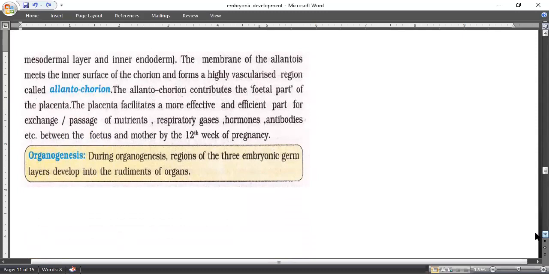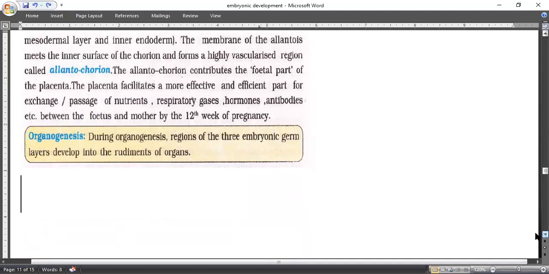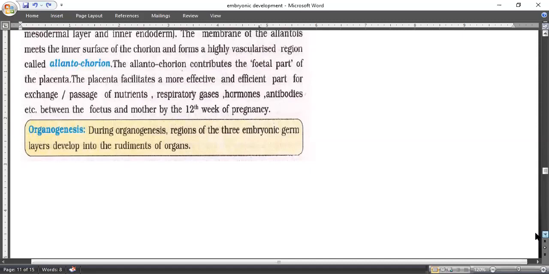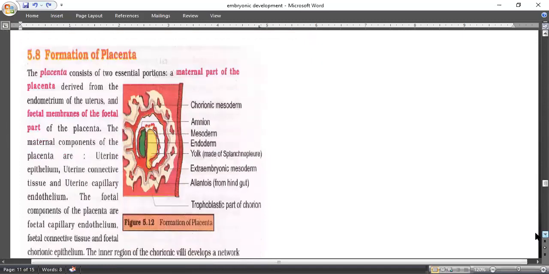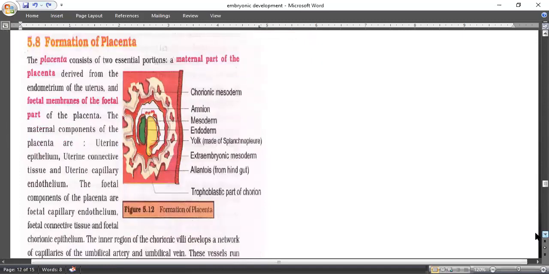Organogenesis: during organogenesis, regions of the three embryonic germ layers develop into rudiments of organs. That is the final statement we have given. The embryonic ectoderm, embryonic mesoderm, and embryonic endoderm will take care of everything.